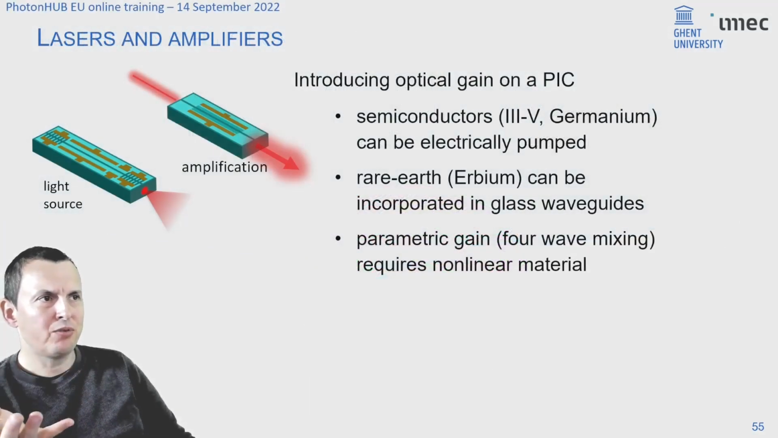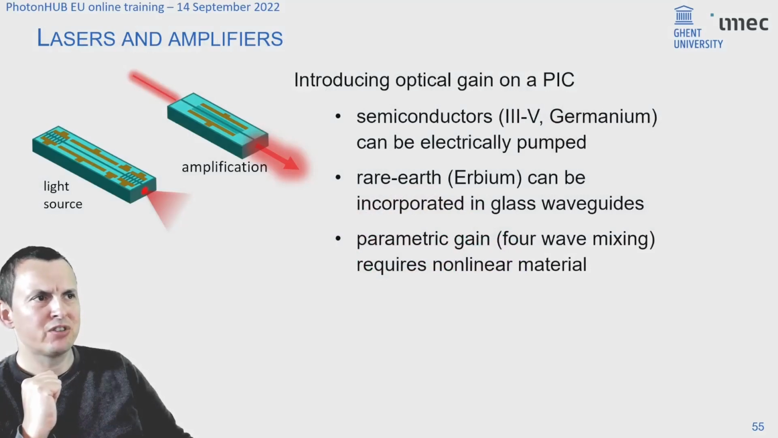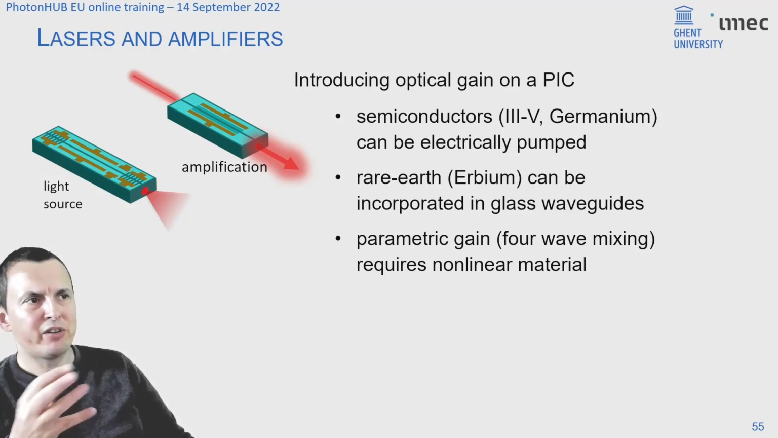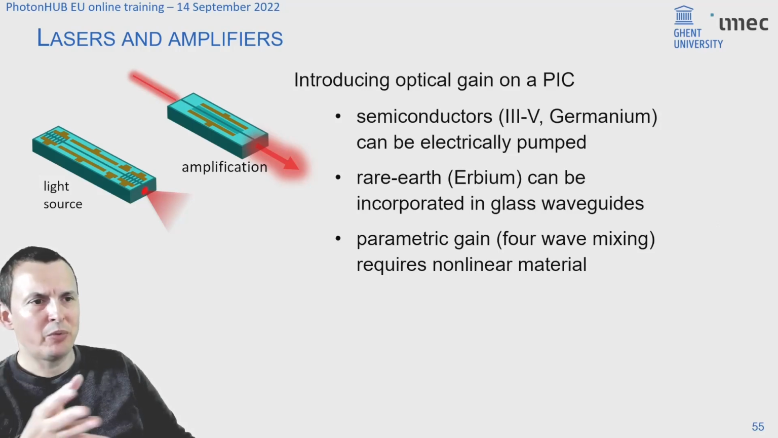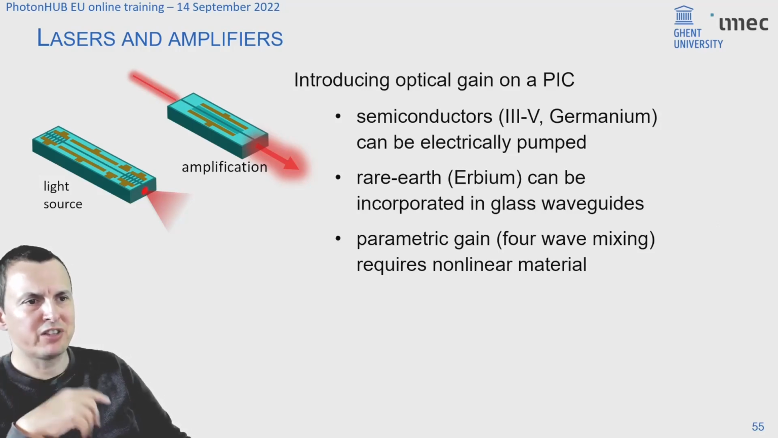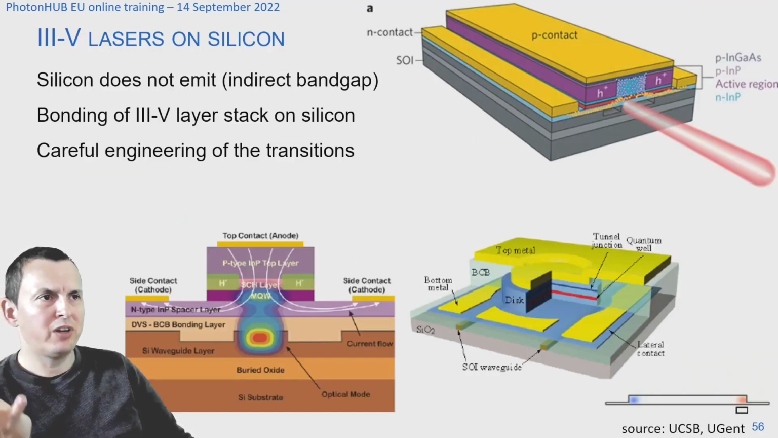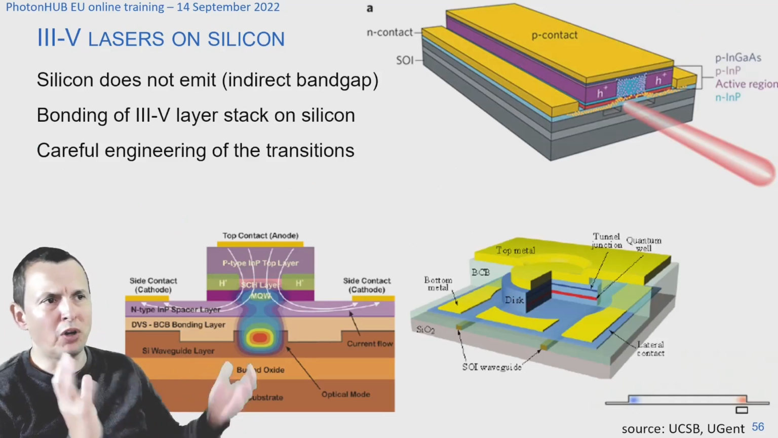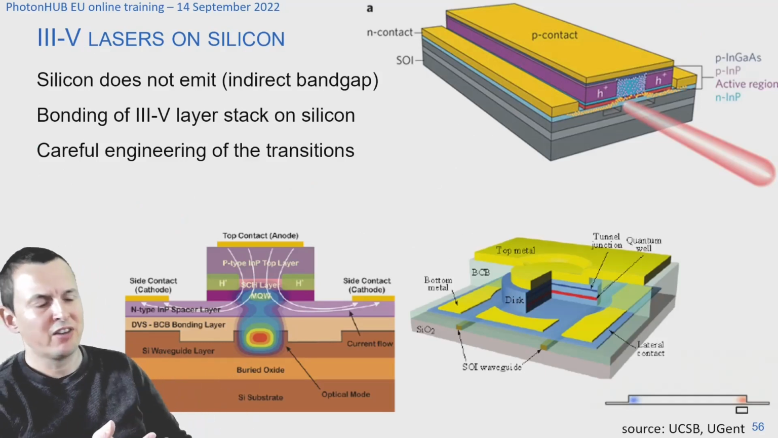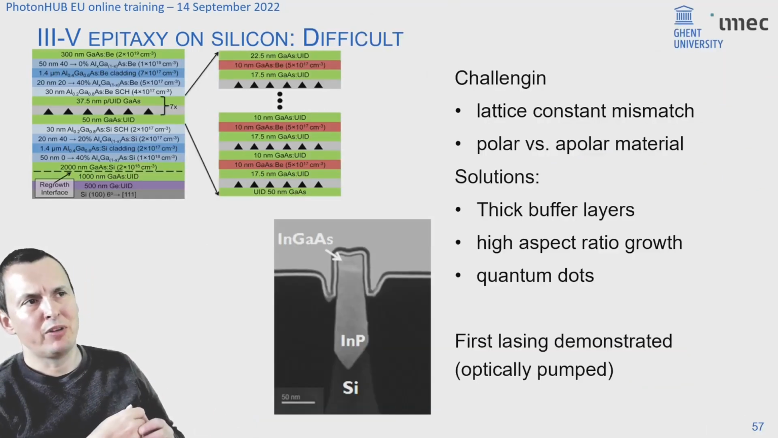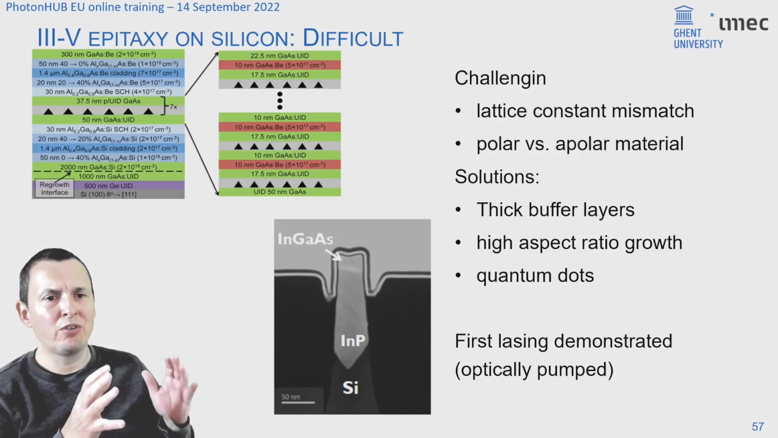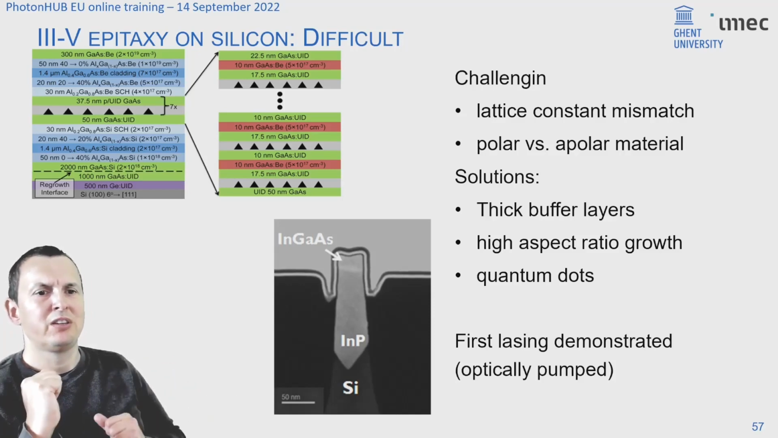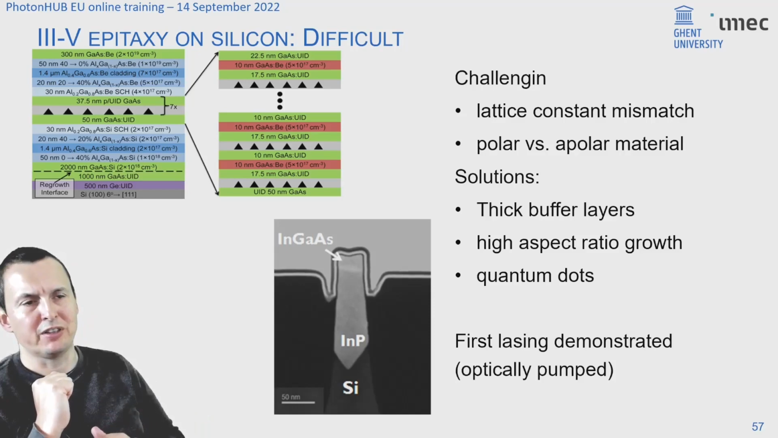So basically, if you want to introduce gain, optical gain for making light sources, you need semiconductors like III-V or germanium, or you need some rare earths like erbium or nonlinear processes. But the most common way to do electrically pumped lasers is still III-V semiconductors. So you need to integrate those on a silicon chip. And that today is done with both bonding techniques and transfer printing techniques as well as by III-V epitaxy. But all of these techniques are still relatively immature compared to the rest of the technology flow.